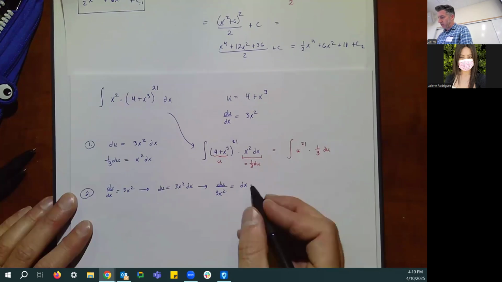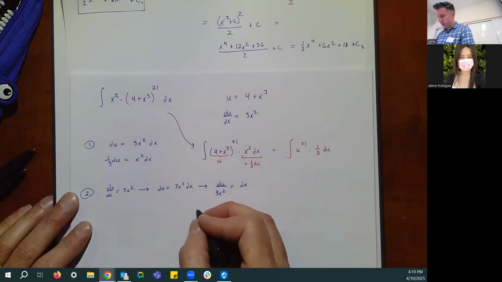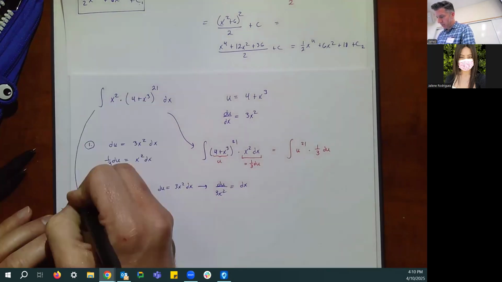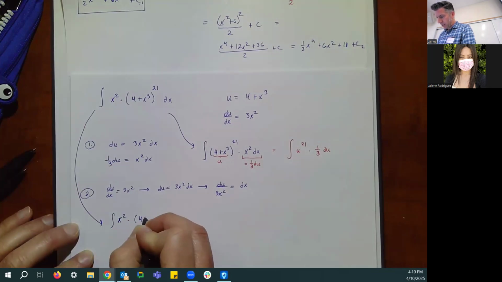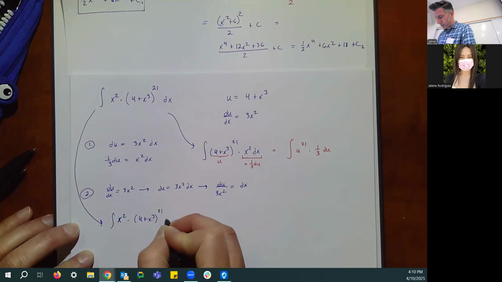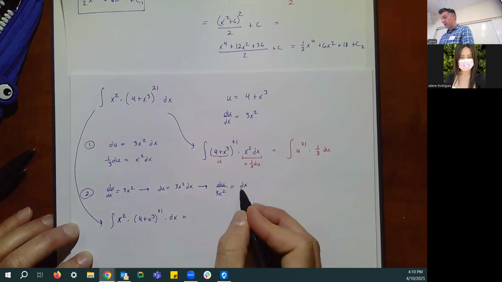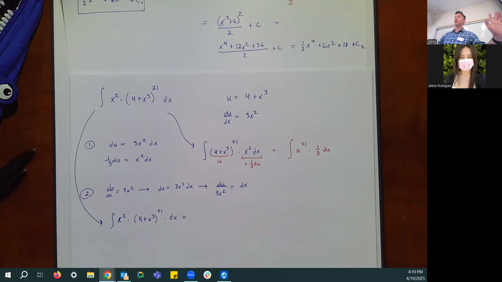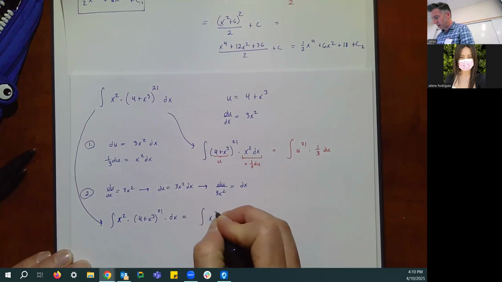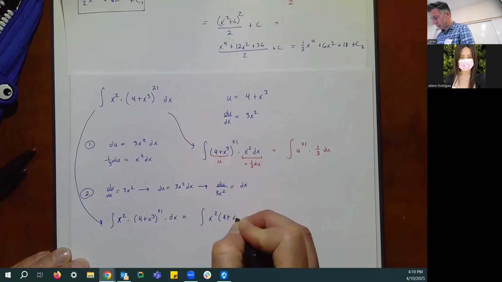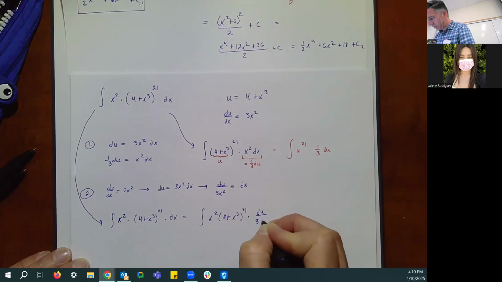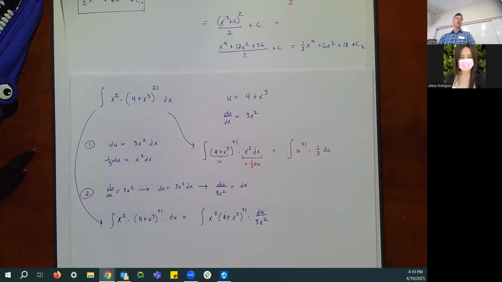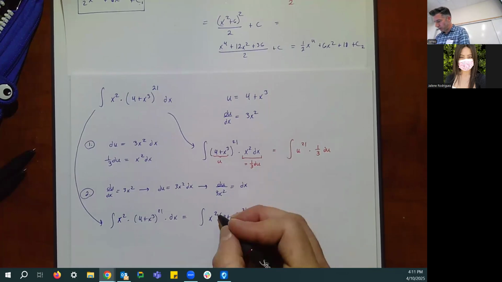If I rewrite my integral, so I'm just going to take my integral of x squared times 4 plus x cubed to the 21st power times dx. I'm just going to replace the dx with du over 3x squared. Yes, I'm going to have some u's and x's at the same time. That's okay. So we're going to have the integral of x squared times 4 plus x cubed to the 21st times du divided by 3x squared. What can I cancel? The x squared.